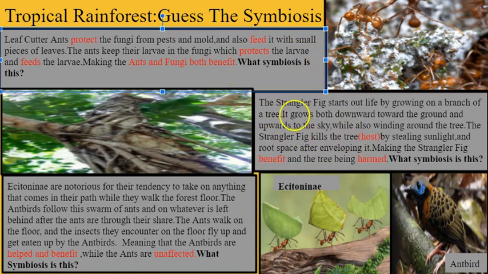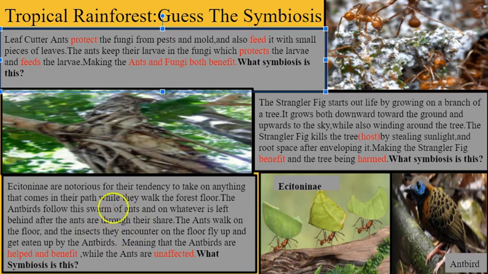Our second scenario over here is talking about our strangler figs and trees. We have actually talked about strangler figs before, just in a different scenario. It says that our strangler figs are going to kill our tree, which is our host. Whenever we have a scenario where a host is being harmed, we know that this is going to be a parasitic relationship. In this instance, our parasite is our strangler fig.